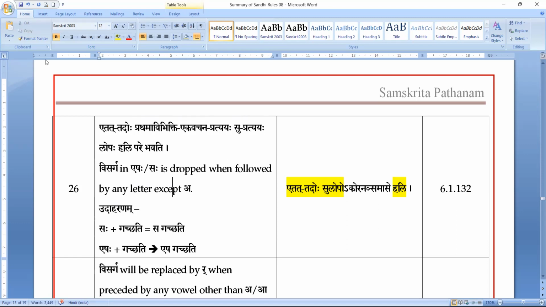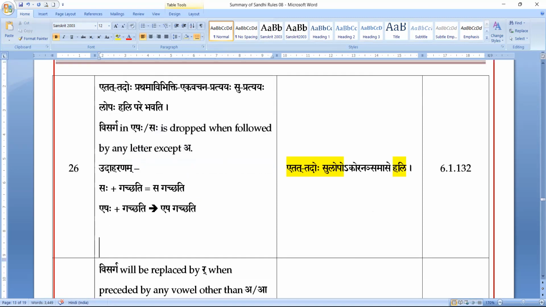I have written 'when followed by any letter except a'. This was before learning the sutram, that is how I taught you. But in the sutram it is hali. Then is my teaching wrong? No, it is not like that. Why did I write except a? Because you have to understand. I am not writing everything here. It is all your understanding.